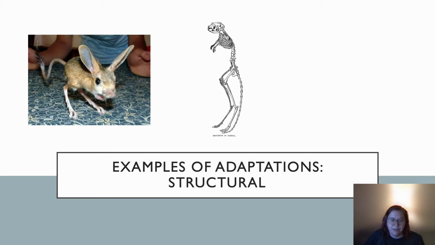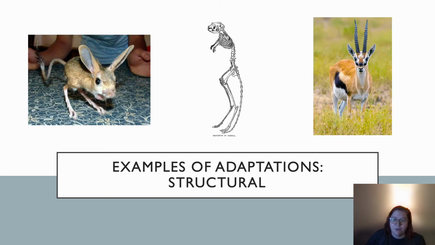Here are some examples of structural adaptations. This is the long-eared jerboa, which lives in Africa. You can see that it has long ears and big legs, and it also has eyes on the side of its head. These all help it sense and escape predators. Same with this gazelle. This is a Thompson's gazelle.